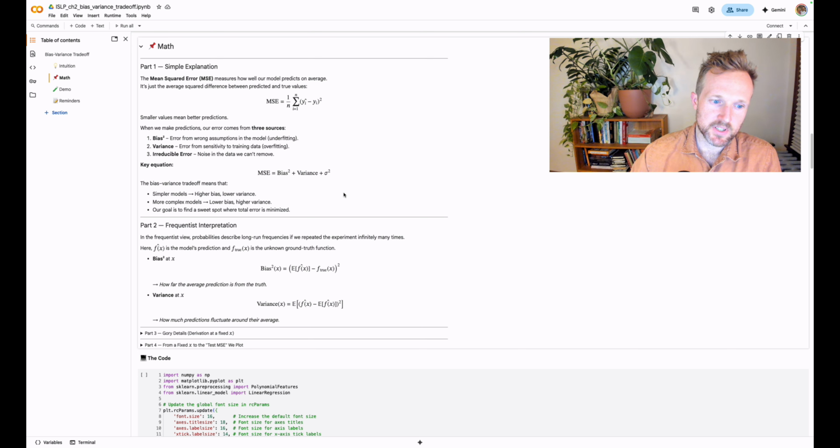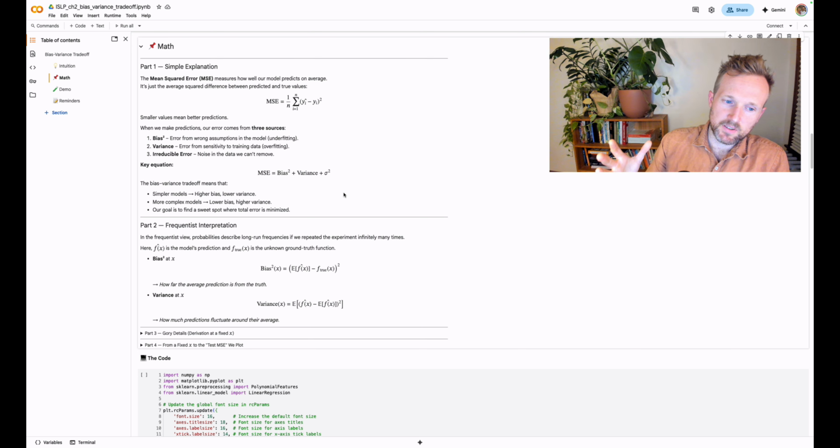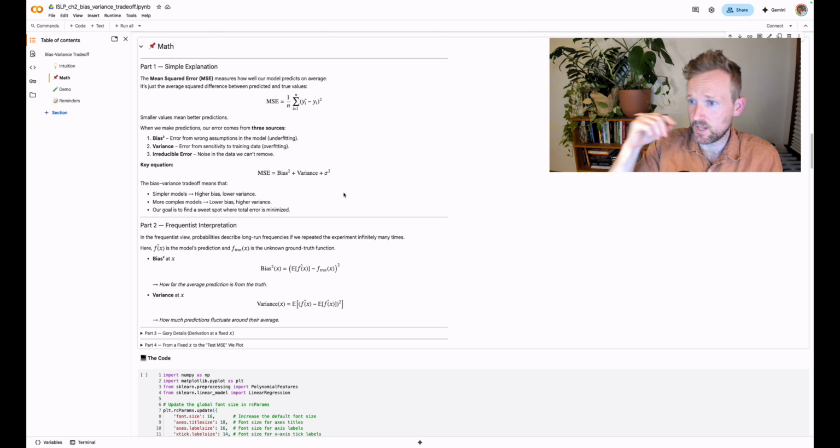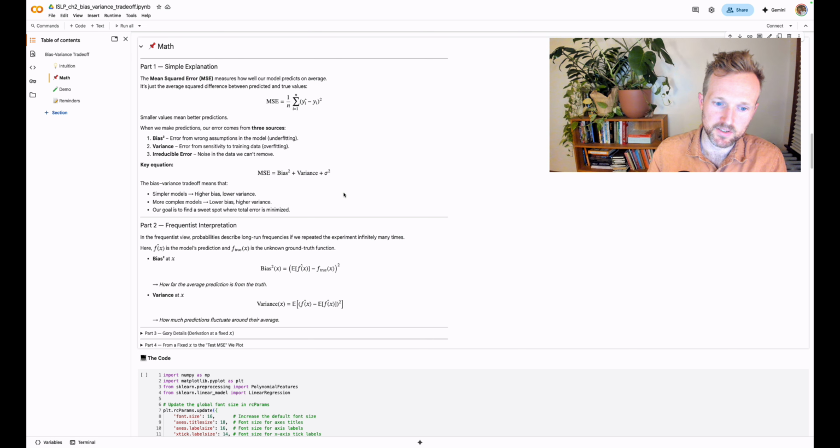So in the frequentist view, probabilities describe long-run frequencies if we repeated an experiment infinitely many times, right? So in practice, we can't really do that. We can bootstrap to sort of get at some of these things. So resample with replacement to sort of get a sense of the bias and variance in our models.